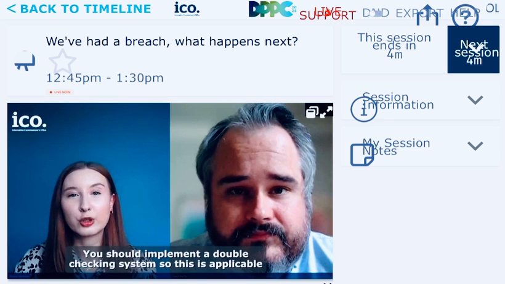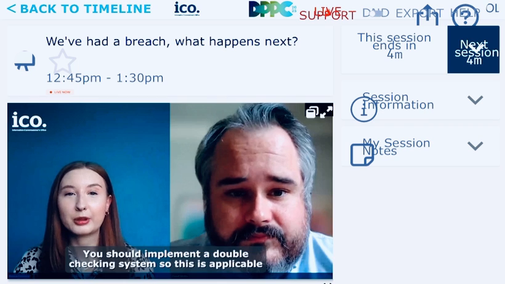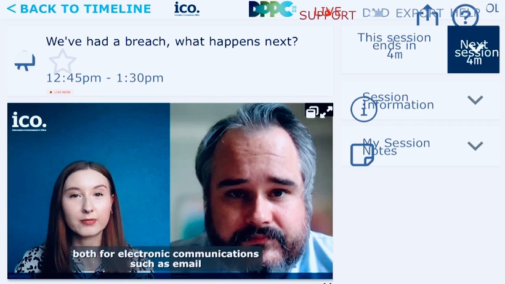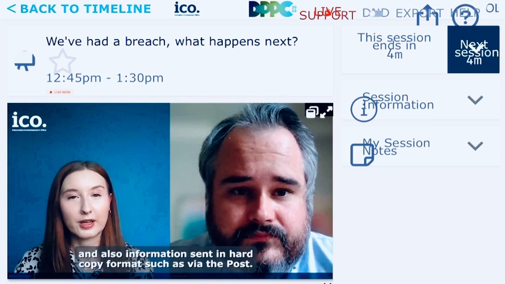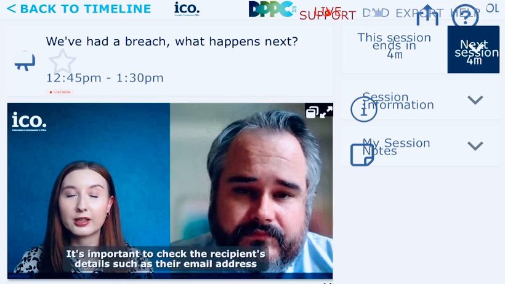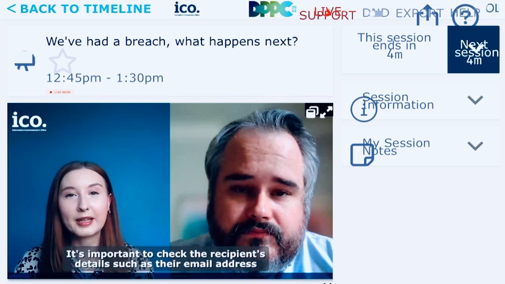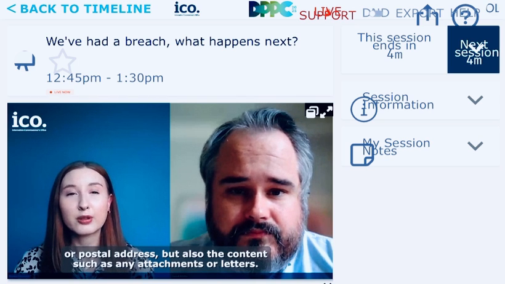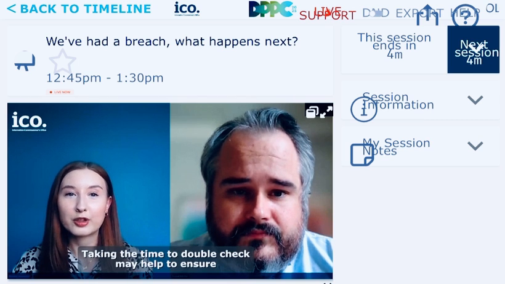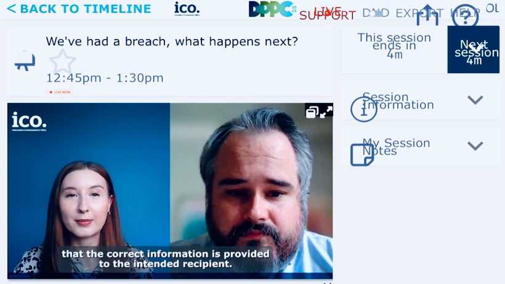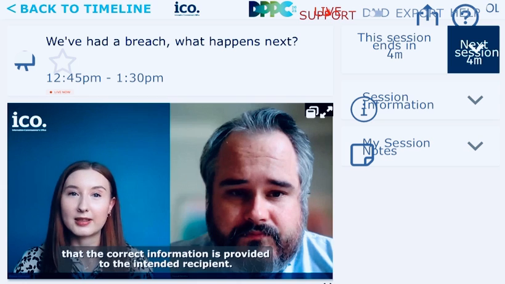You should implement a double checking system. So this is applicable both for electronic communications, such as email, and also information sent in hard copy format, such as via the post. It's important to check the recipient's details, such as their email address or postal address, but also the content, such as any attachments or letters. Taking the time to double check may help to ensure that the correct information is provided to the intended recipient.